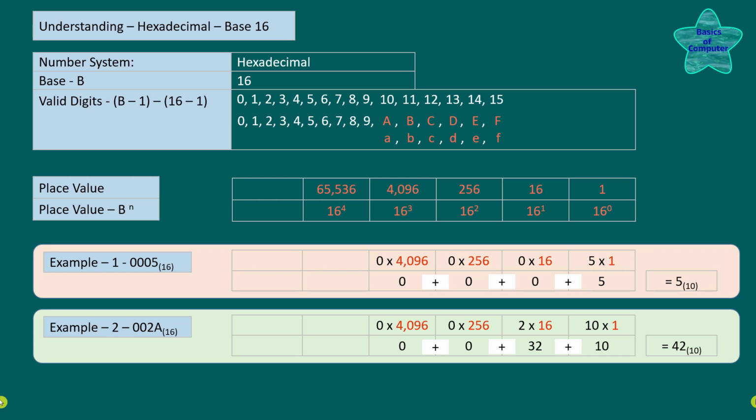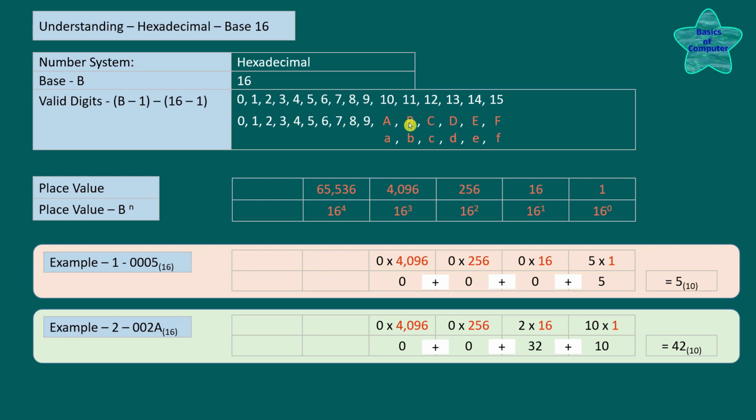Take a look at this and try to get a basic understanding of the hexadecimal number system. What is important? Valid digits are 16 minus 1, since the base is 16. So it goes up to 15 after 9: 10, 11, 12, 13, 14, 15. But to write these numbers using a single digit, we make use of letters.